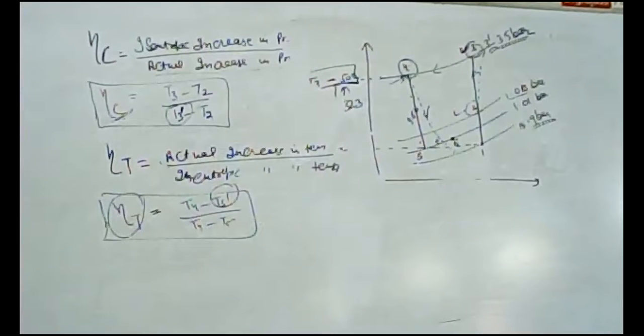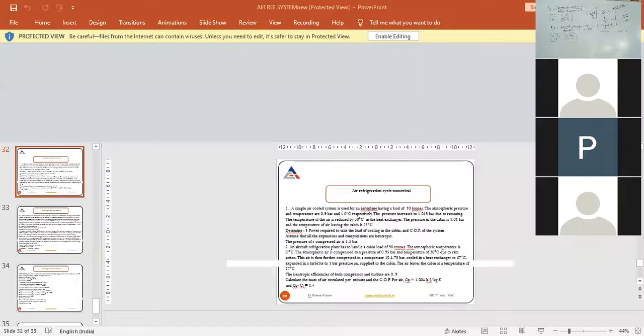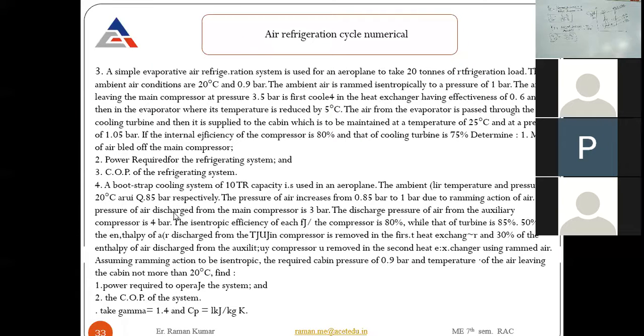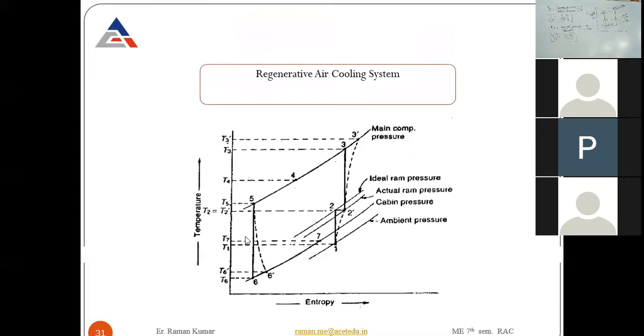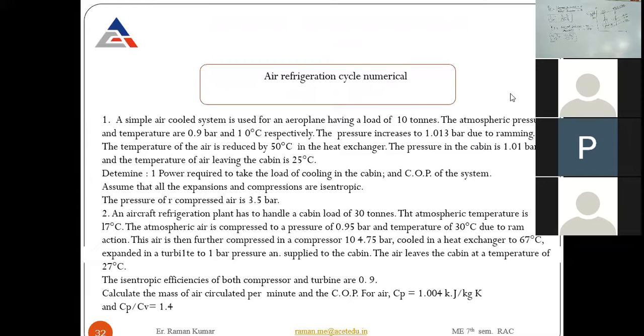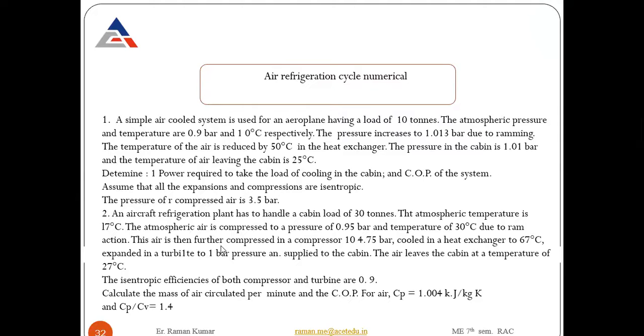Now write down the next numerical. I'm going to share over here. Next numerical. Second numerical, everybody note down the statement of the second numerical. An aircraft refrigeration plant has to handle a cabin load. Everybody note it.